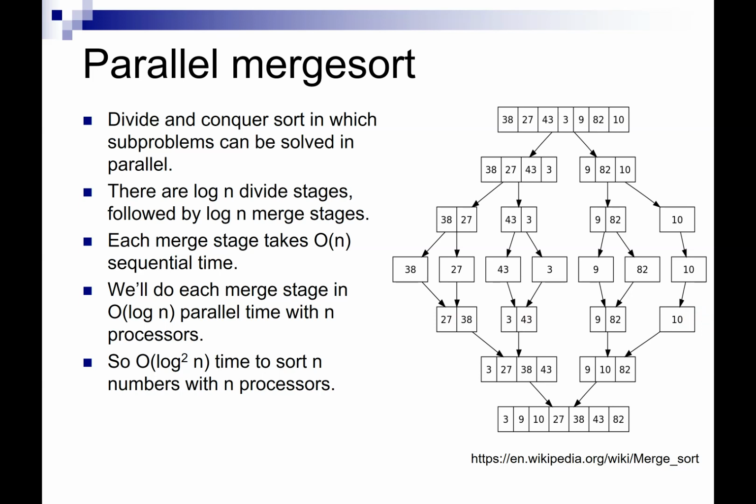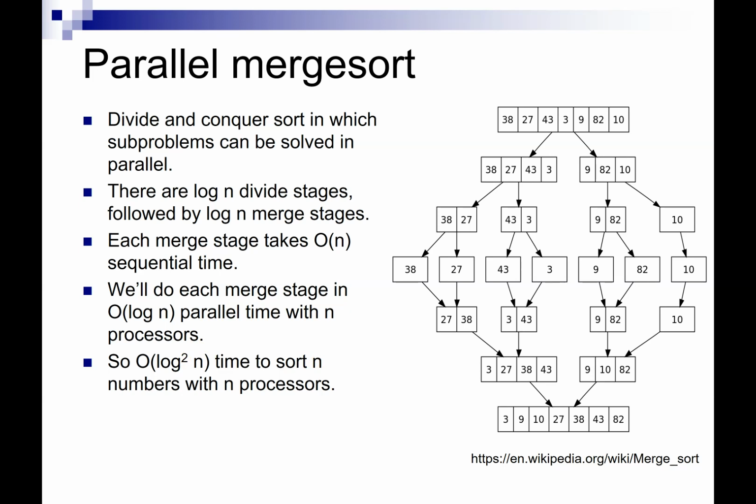Now this is not quite efficient, because the total amount of work that we're doing is going to be the number of processors times the time. So that's going to be n times log squared n, whereas in the sequential setting, our total work is n log n.